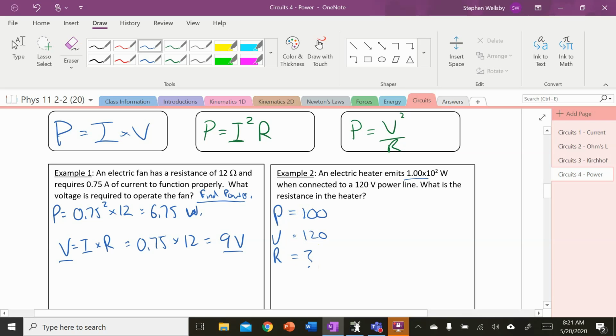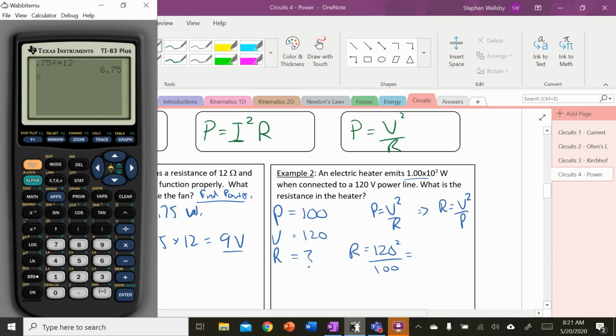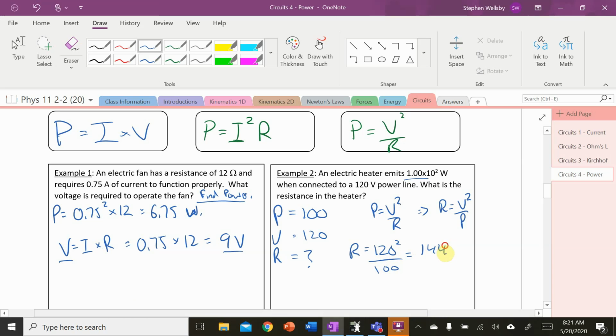So if we want a formula that has these three, it's going to be this one up on the right. So P equals V squared over R. If I rearrange for R, I'm going to have R equals V squared over P, and that way R equals 120 squared divided by 100, and that's going to give us 144. So the resistance here would be 144 ohms.